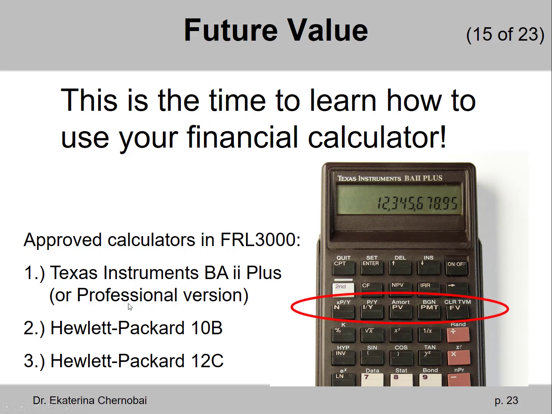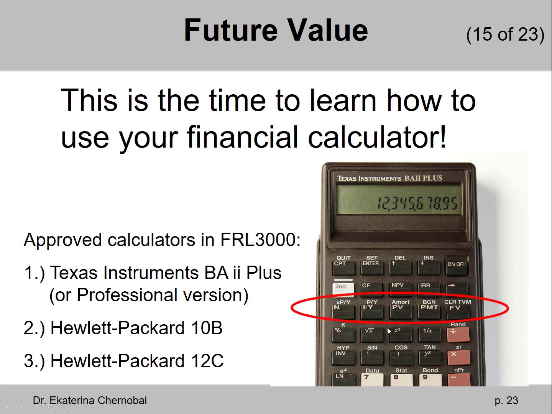I strongly recommend you buy the first one. Just the simple Texas Instruments BA II Plus. This is the one I can help you with. This is the one I will be referring to in all my slides. This is the one that the textbook refers to in its chapters. And all solutions manuals again refer to this calculator.